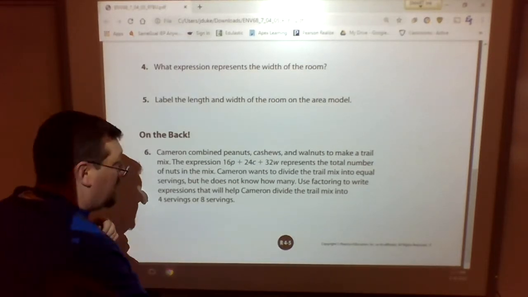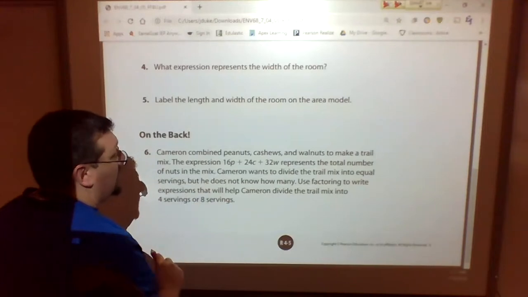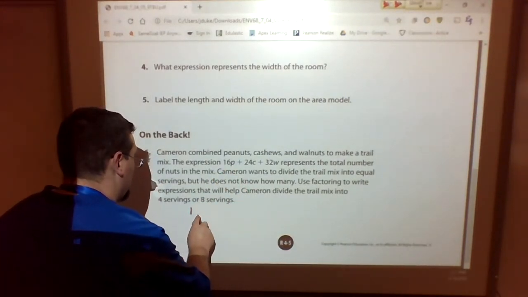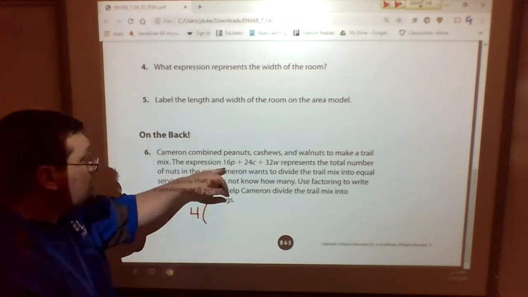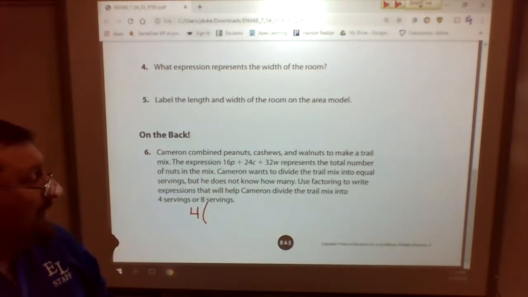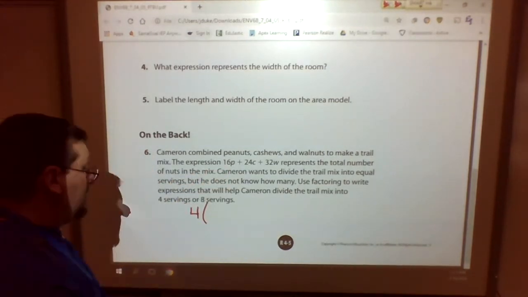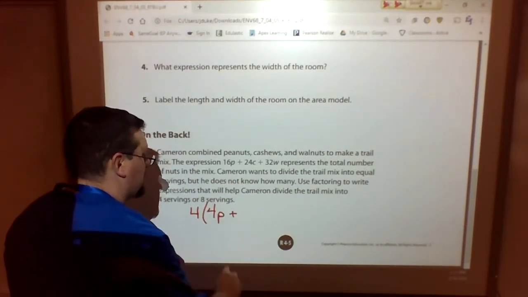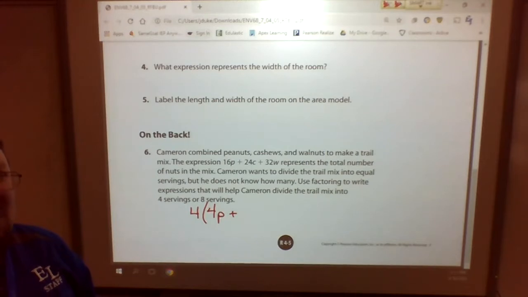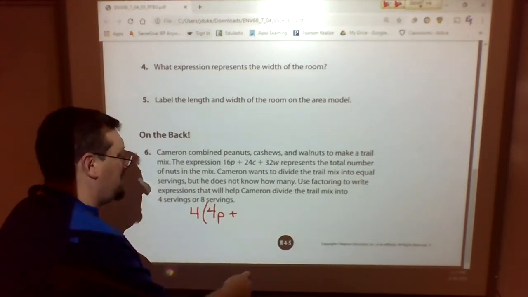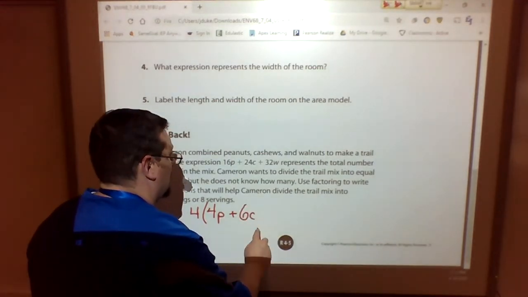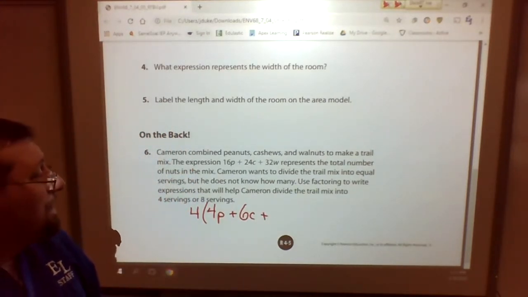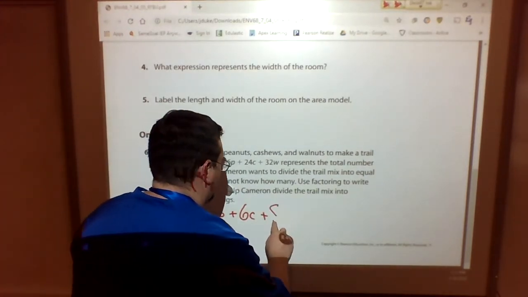Okay. So I'm going to go ahead and factor 4 out of 16p plus 24c plus 32w. All right, so 4 comes out. What did I multiply 4 by to get 16p? 4p. All right, plus 24c. What did I multiply 4 by to get 24c? Well, that'd be 6c. All right, and 32w. I take the 4 out of 32w and I'm left with 8w.